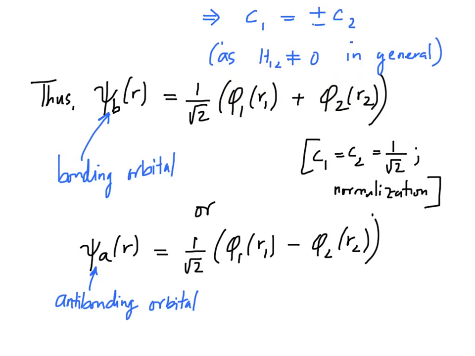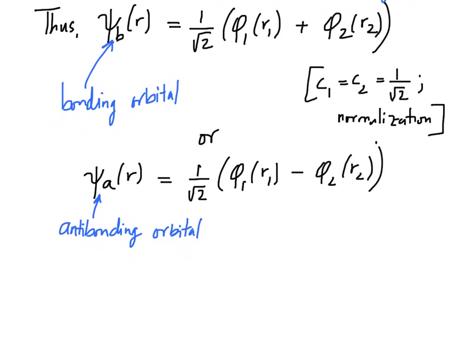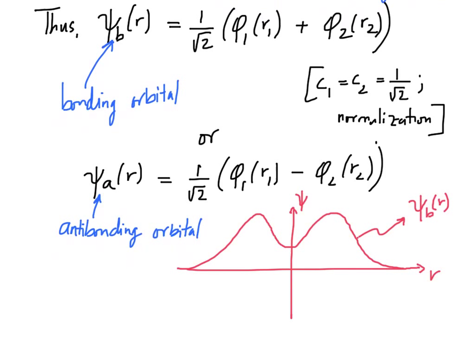Now let us also make a little plot of how these two functions will look, and that will allow us to understand why we call them bonding and anti-bonding. Okay, so let's take a look at this picture I've just drawn. What I've plotted is essentially psi as a function of r. The plot I've drawn here is psi B of r, the bonding orbital, the first equation up top in this slide.